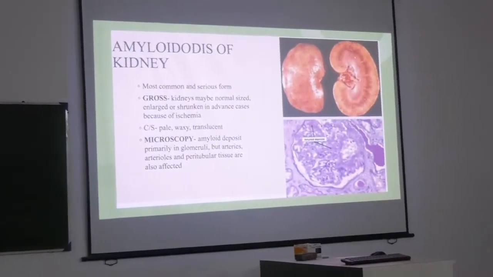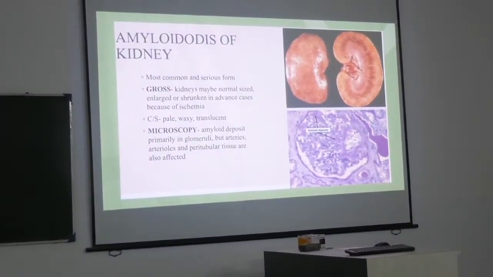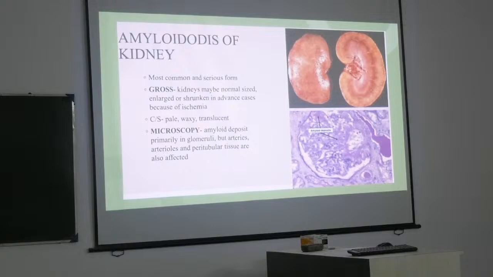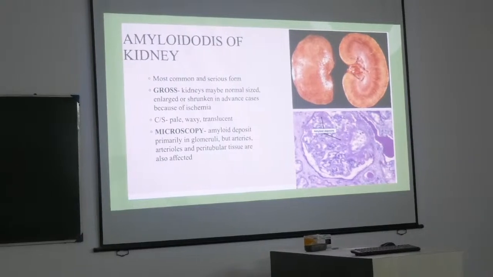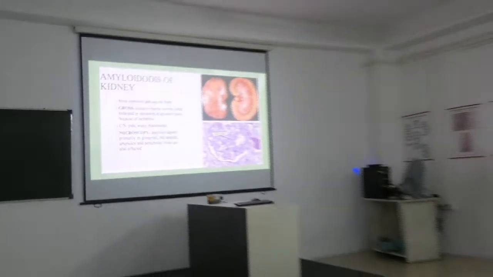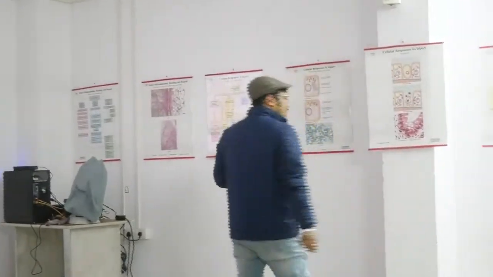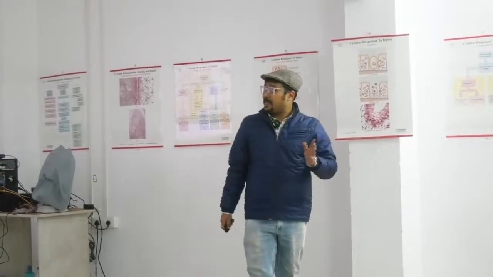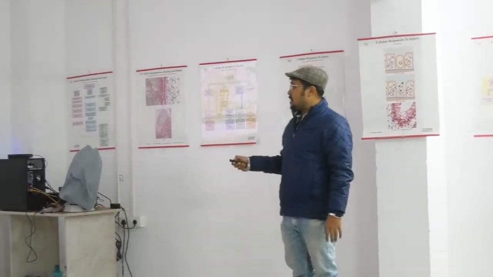Okay, this is the most common and serious form. It may be normal sized, but this is an enlarged kidney with a shiny, glossy appearance. But in advanced cases, the kidney size may be shrunken due to ischemia, due to diminished blood supply or hypoperfusion of the kidney. In the advanced stage of amyloidosis, the kidney might be shrunken, but in general it is grossly enlarged. Okay, and now the cut section: pale, waxy and translucent.